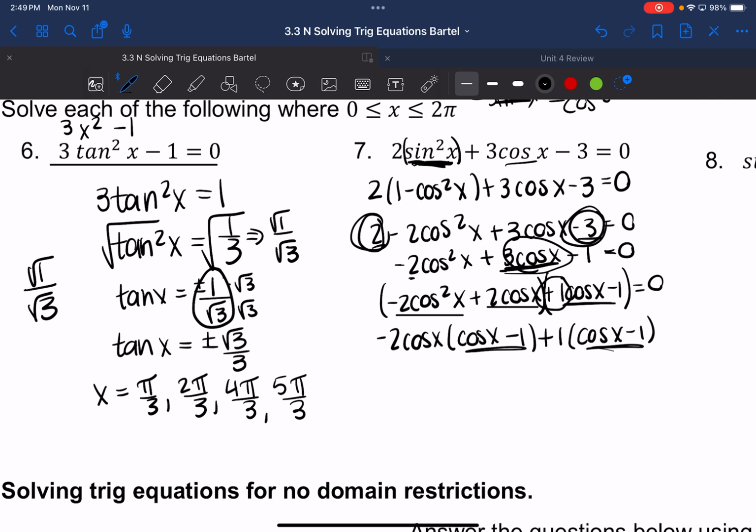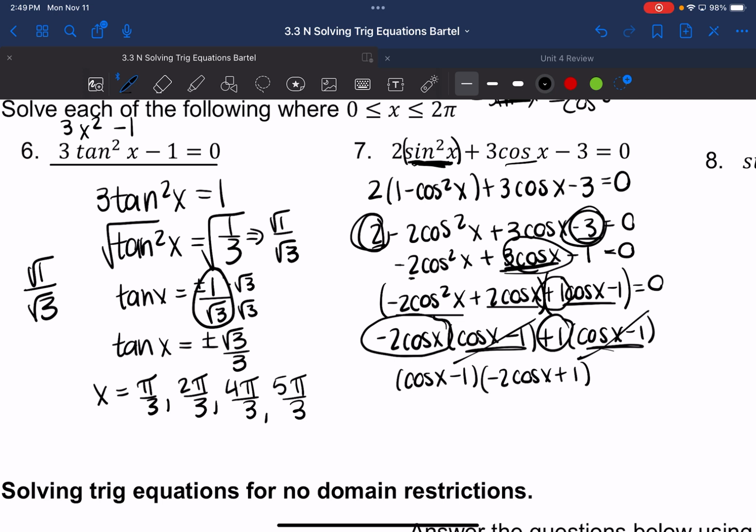So I take that piece and I pull it to the front. So I'd have my cosine x minus 1. So I have taken it out of here and here. And then in my other group, I just write my leftovers. So my leftovers would be negative 2 cosine of x and positive 1. Just to clarify, we can still factor on each other.